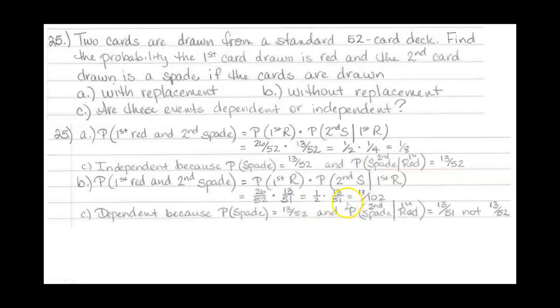So the first card being red changed the probability that the second card is a spade. It's 13 out of 51 instead of 13 out of 52. Of course I'd multiply these to get my probability, but since the probability of the spade is not the same thing as the probability of the spade given the red, this changed it. So that means those two things are dependent. One of them is affecting the other. It's changing it.